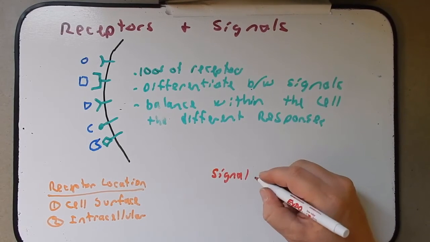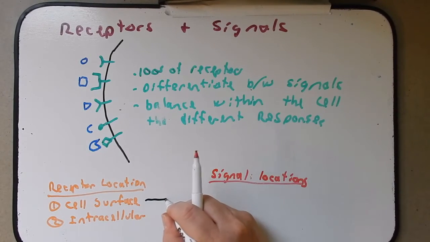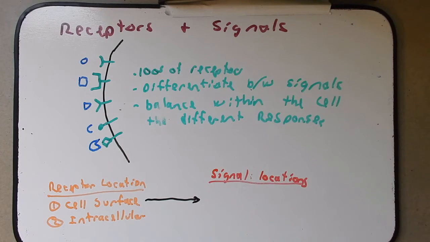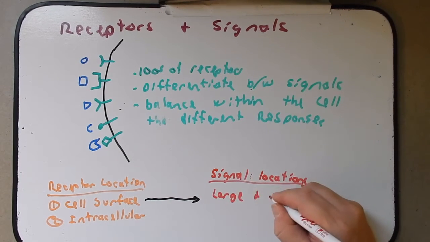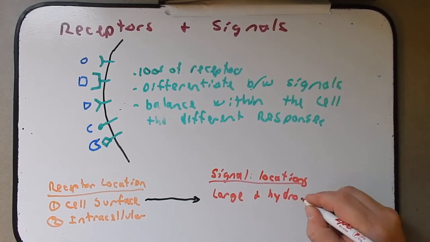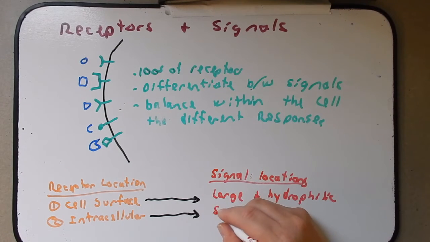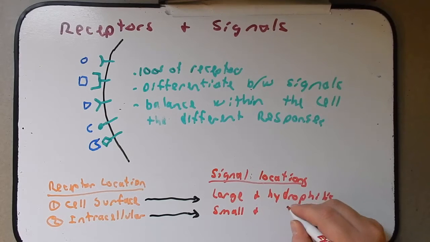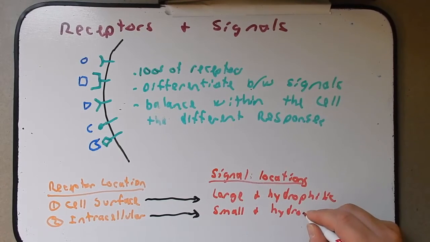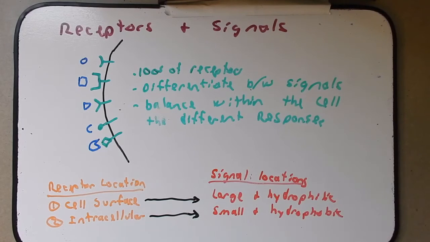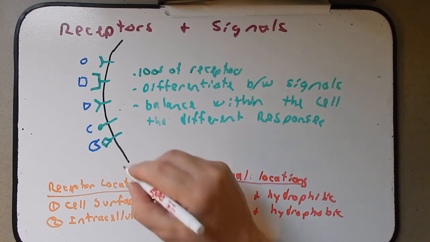So we can think of signaling locations. Those that bind to the cell surface are more likely to be large and hydrophilic. They're not going to easily diffuse across the membrane. Counter to that, the signals that bind to intracellular receptors are more likely to be small and hydrophobic. They could be larger and hydrophobic, but they would definitely have to be hydrophobic because they would have to get across the membrane. And to give equal playtime, we should talk about these signals that come into the cell.